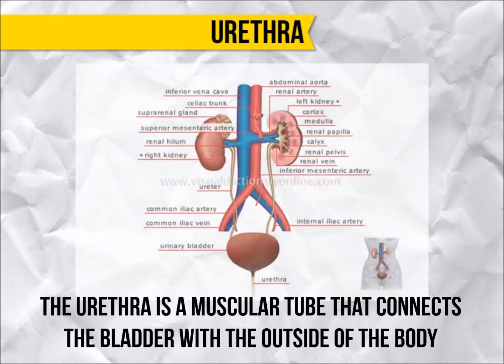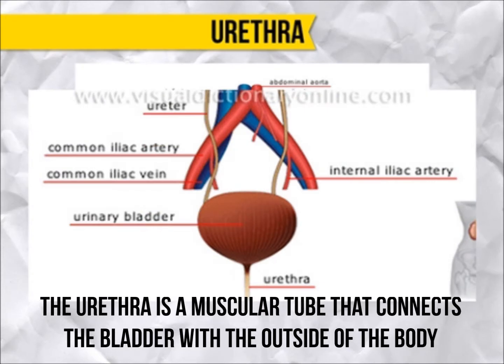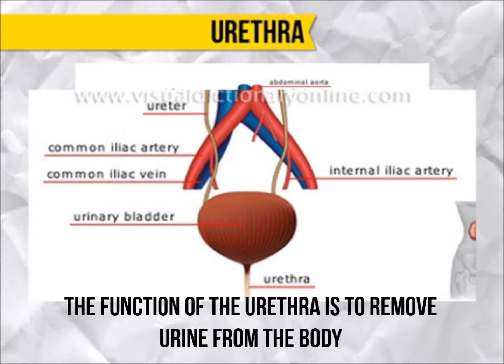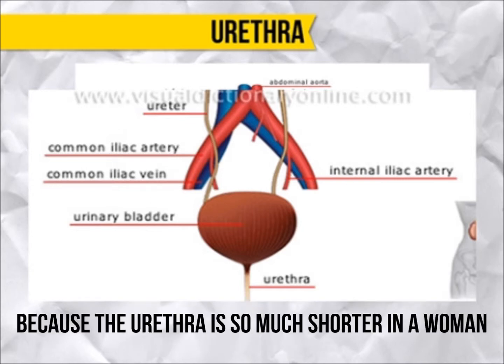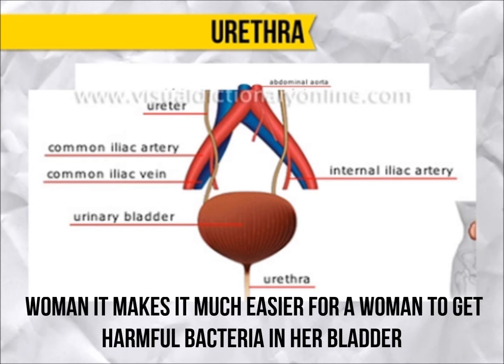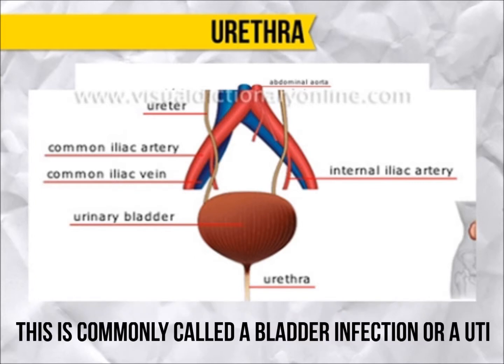Urethra. The urethra is a muscular tube that connects the bladder with the outside of the body. The function of the urethra is to remove urine from the body. Because the urethra is so much shorter in a woman, it makes it much easier for a woman to get harmful bacteria in her bladder. This is commonly called a bladder infection or a UTI.